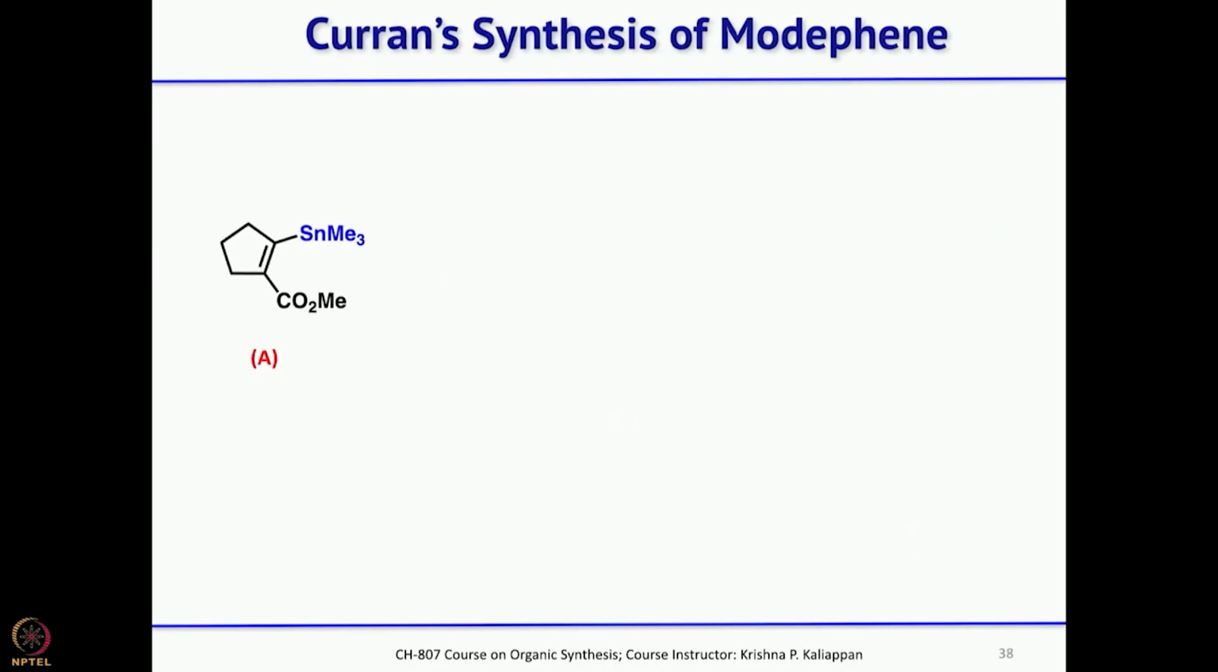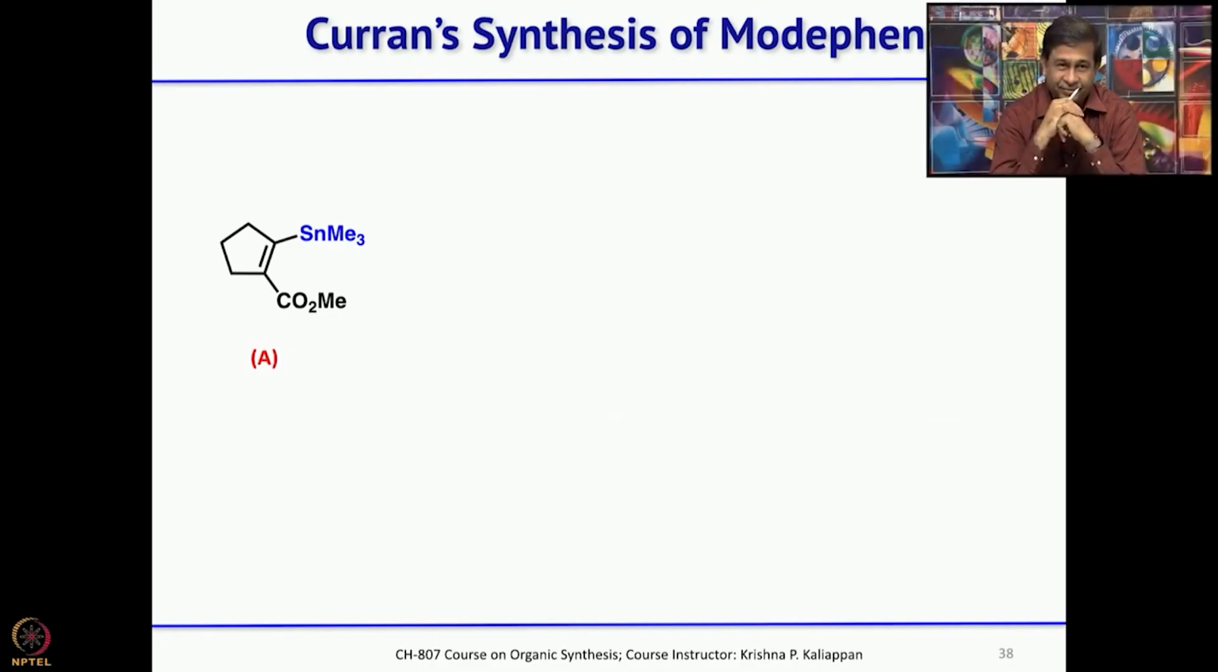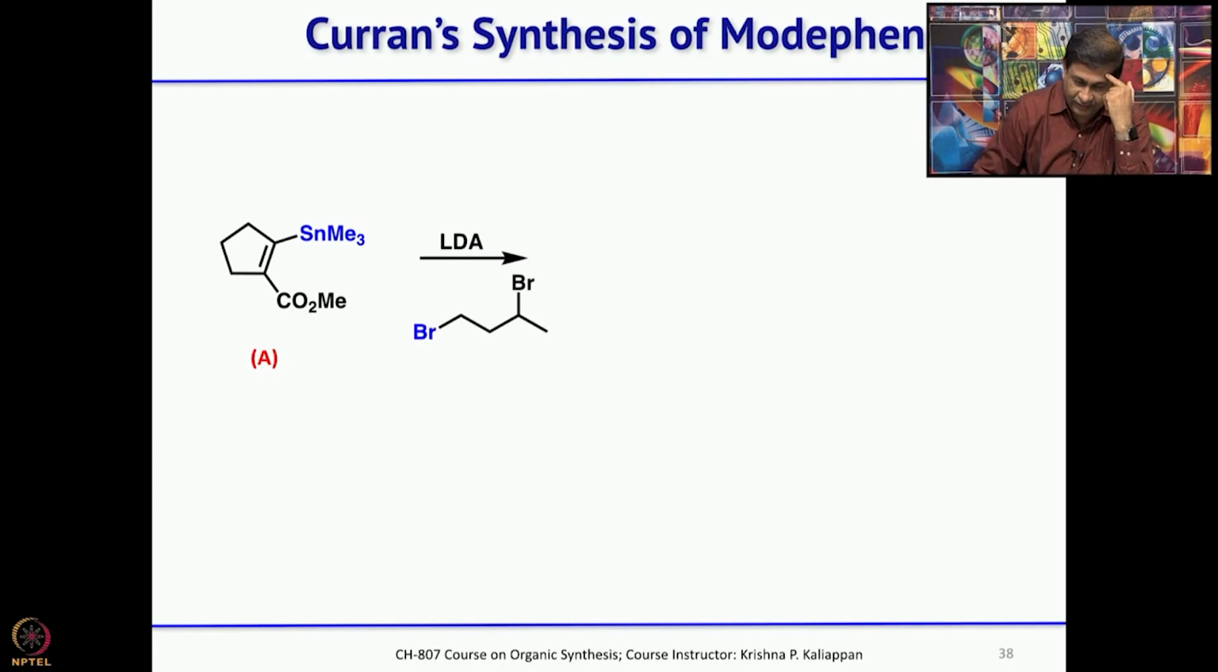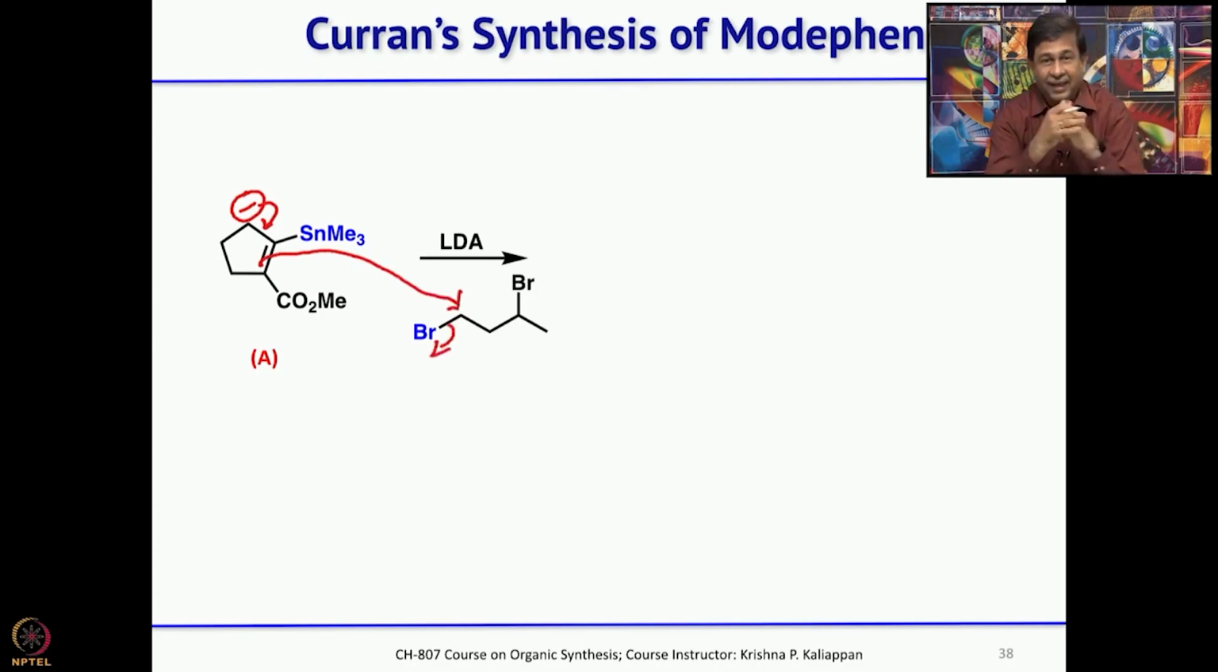So for that, he started with this trimethyl tin derivative. This trimethyl tin derivative, what he did, if you treat with LDA, you can generate anion here. That anion will come like this and then it will attack this carbon, that is a primary halide. So alkylation will take place at the primary halide and the secondary halide will not be affected. So that will give you this derivative.